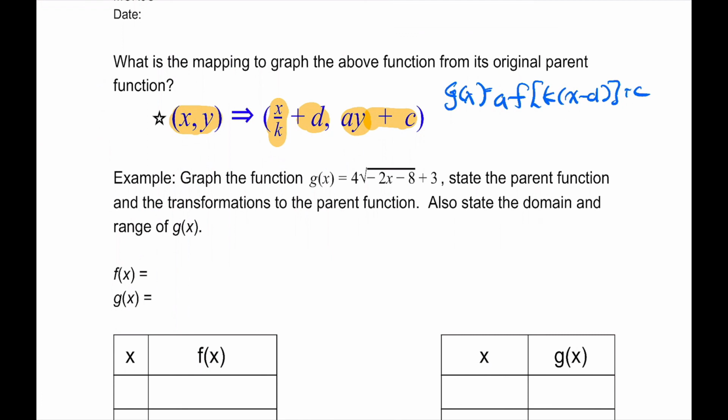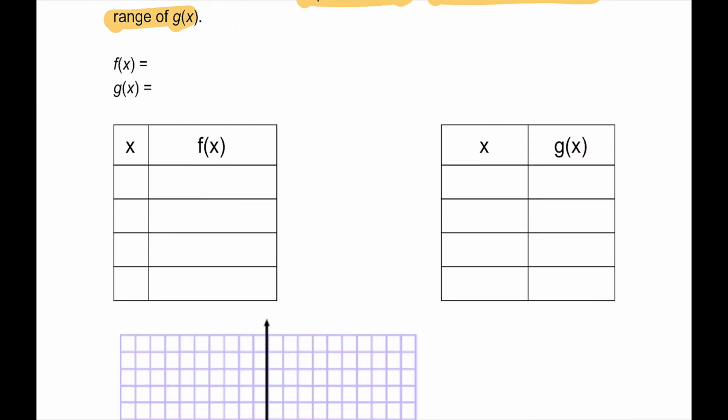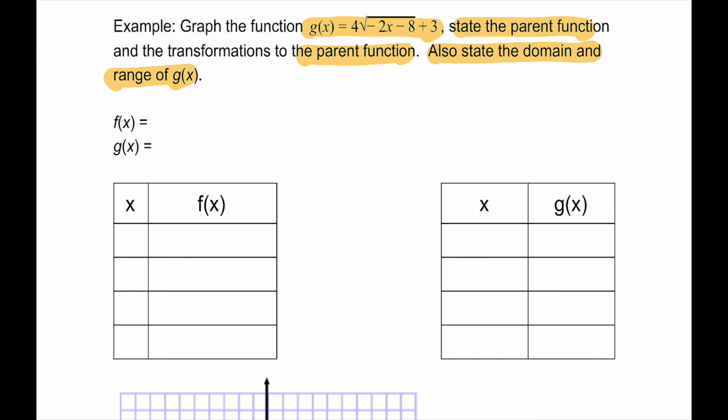It's going to come back time and time again, and this is really a shortcut to graph any transformation that you're given. So for example, we're given this function g of x is equal to 4 times the square root of negative 2x minus 8, plus 3 on the outside. So we want to state the parent function and the transformations to the parent function. Also at the end, we want to state the domain and range of g of x. So this is a little bit trickier to do, but once we graph it, we can see it, and also explain how we've been able to get the domain and range, even by looking at the transformations.